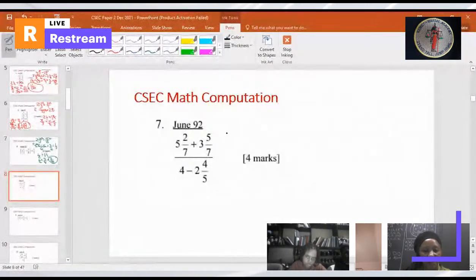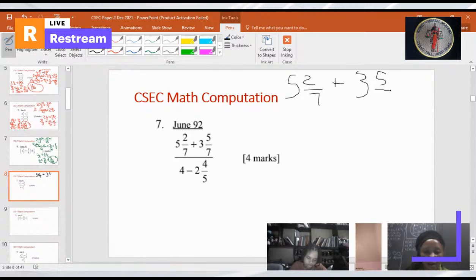All right, so we have to work the numerator first. We have to work these first, and then these, and then we divide this answer by that answer. So let's work this first. So we'll have 5 and 2 over 7 plus 3 and 5 over 7. All right, go Amari.